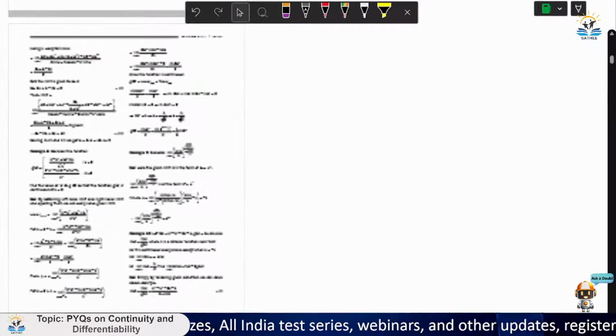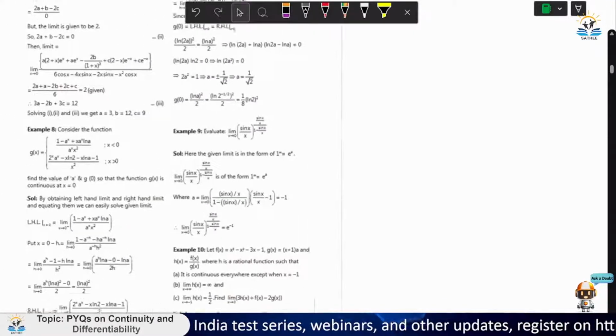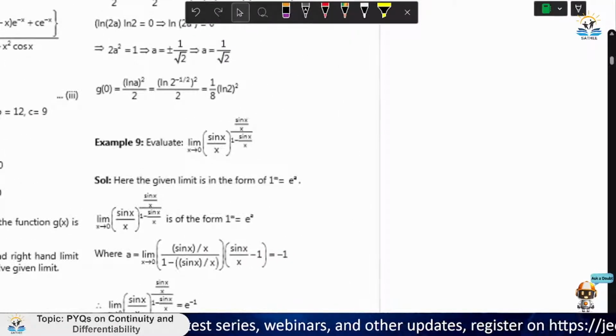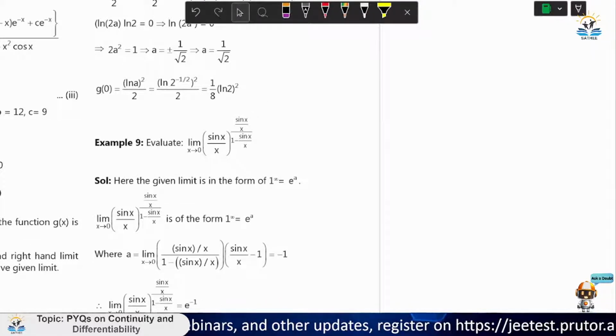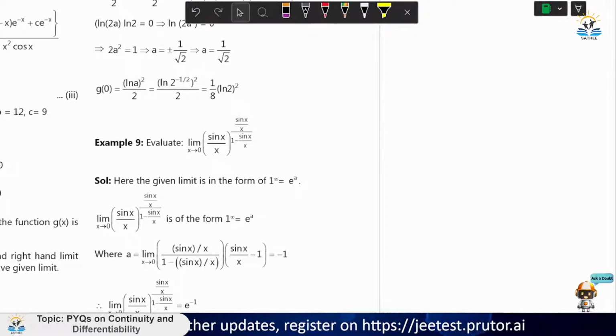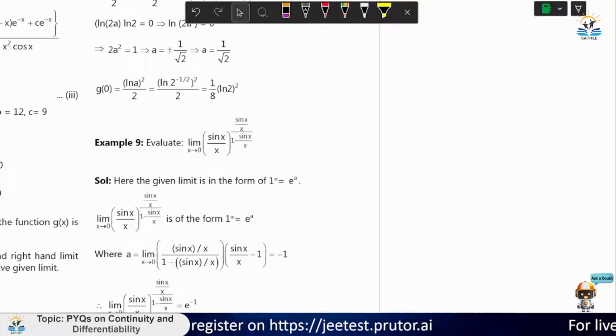And now moving to the next question. Question number 9. Evaluate (sin x by x) to the power (sin x by x) upon (1 minus sin x by x). Okay. So again, it is giving me 1 to the power infinity.